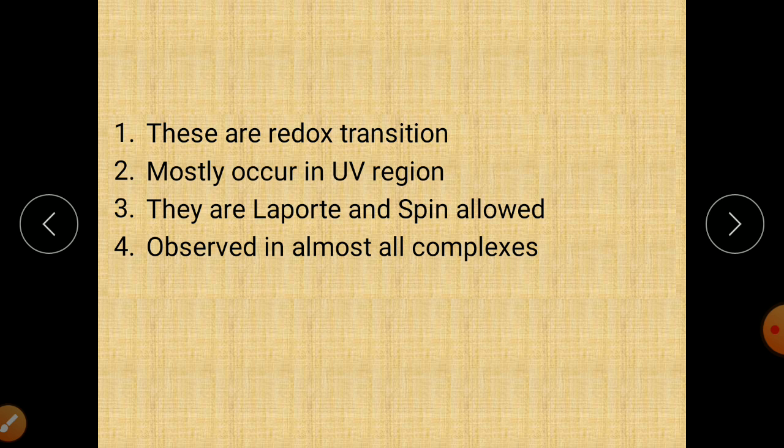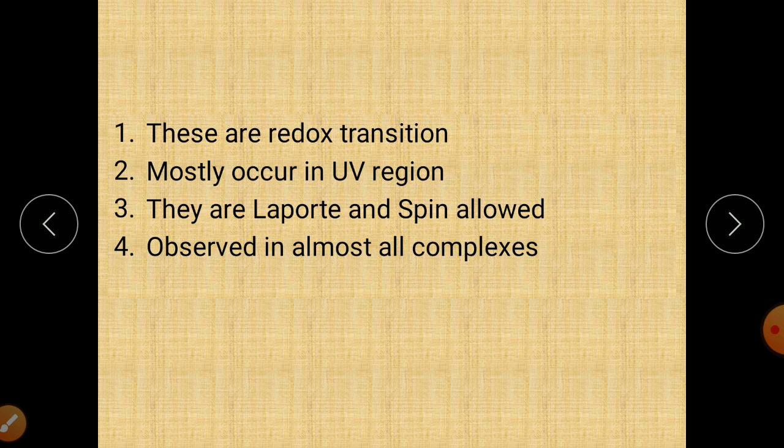The d-d transitions are colored bands. The color bands are easily observed under the visible region. But as the energy gap increases between lower to higher, it moves from the UV-visible to the UV region. That's why in charge transfer spectra, the energy gap is maximum, hence in most cases it is observed under the UV region. And the most important concept is that they are Laporte and spin allowed transitions.